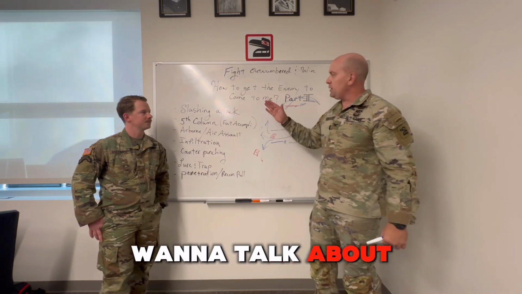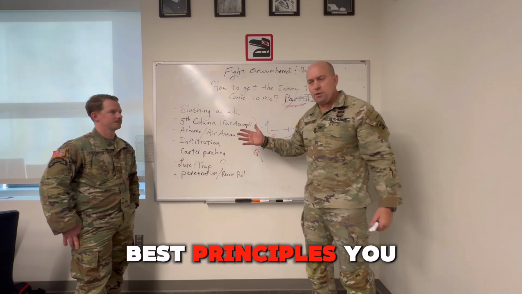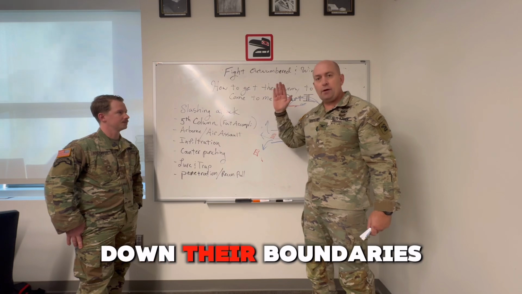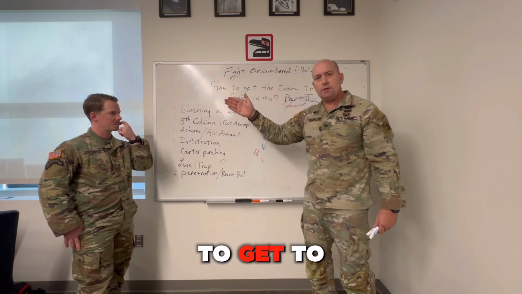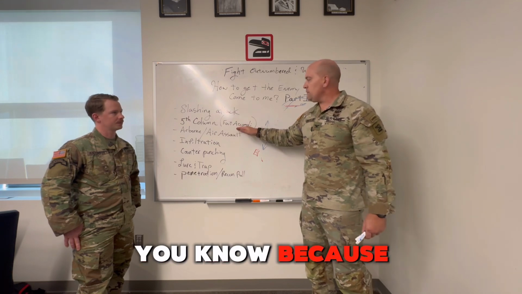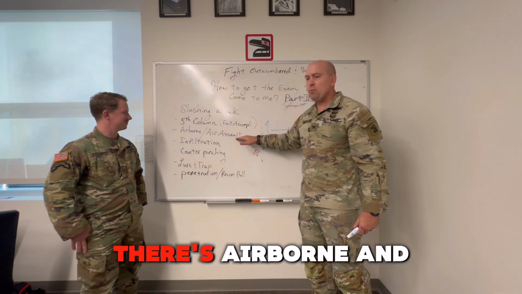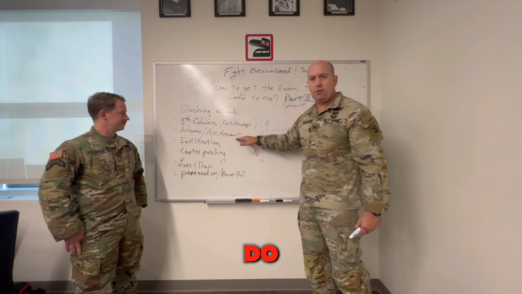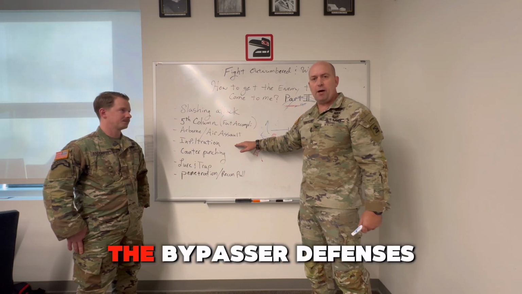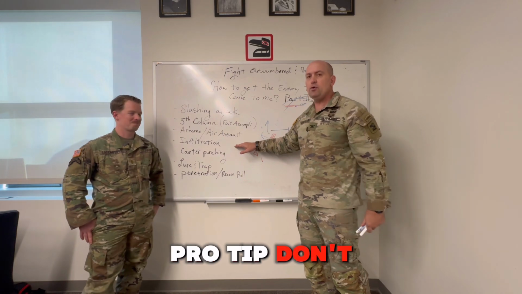But what I want to talk about, to answer your question, how do you get the enemy to come at me? Some of the best principles you can apply is, well, find their joint, attack down their boundaries to get to their rear area, then turn in. Fifth column, you know, I guess if warfare gets that dicey for us, we might have to think about that. You know, there's airborne and air assaulting. That's what they're about, to do a vertical envelopment to get to the rear area. There's infiltration, break into small units to bypass their defenses, get to their rear area, so they have to turn out.